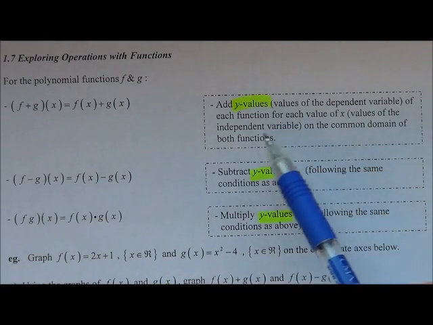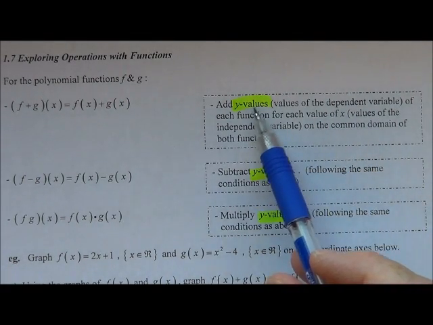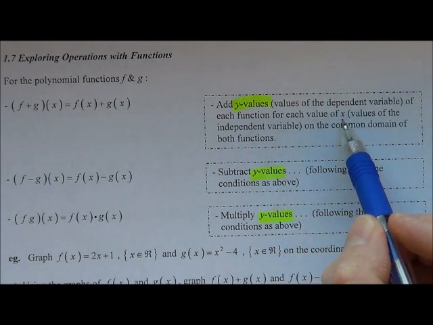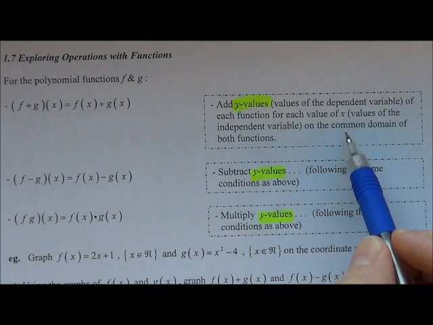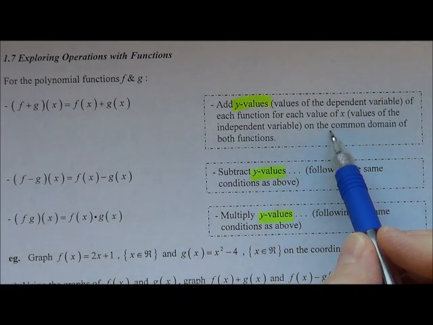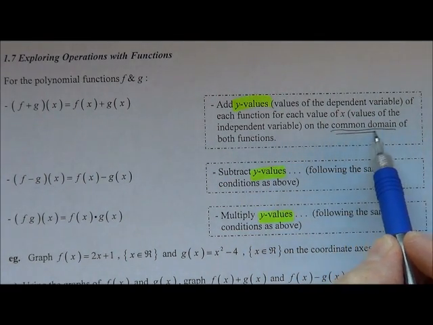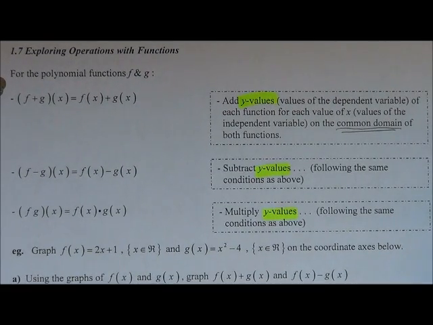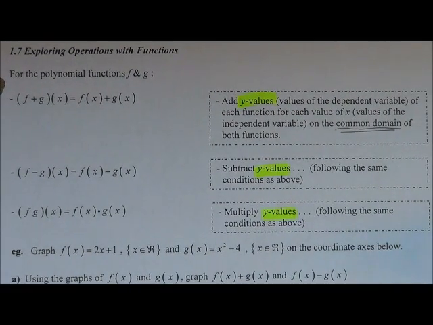And from that, we have to make sure that we only add the y values that relate to the x values, or the values of the independent variable, on the common domain. This is the most important part. So the x values, or the x coordinates of the points whose y values we are adding or subtracting or multiplying, have to be the same.